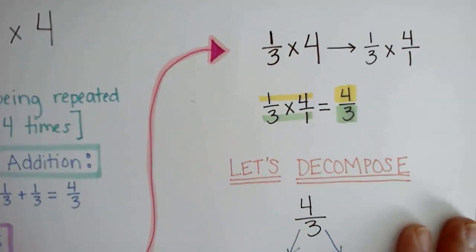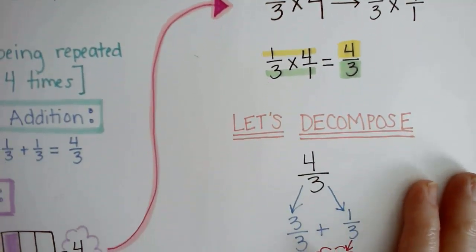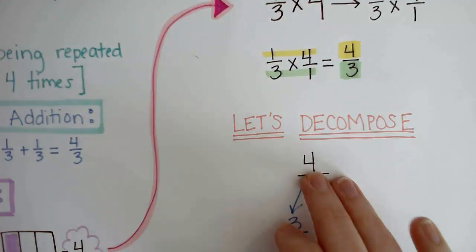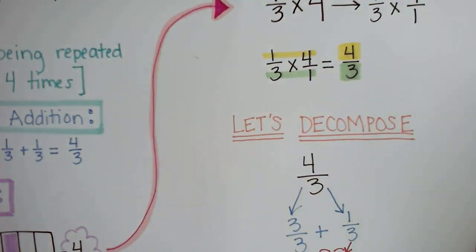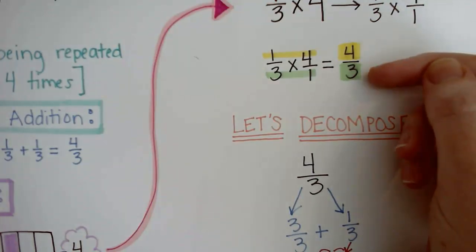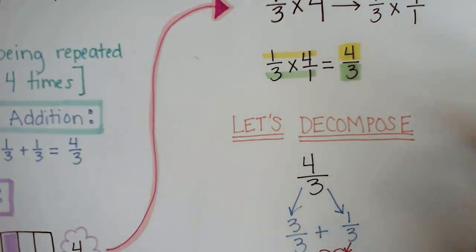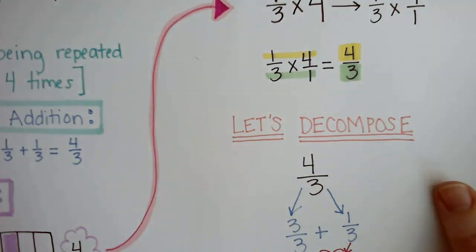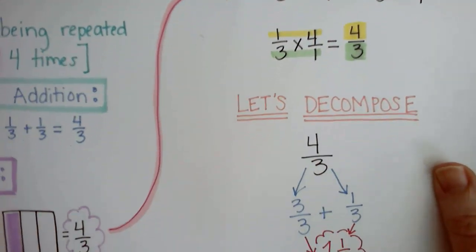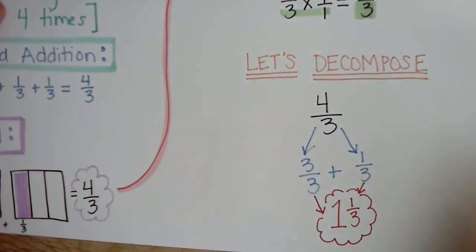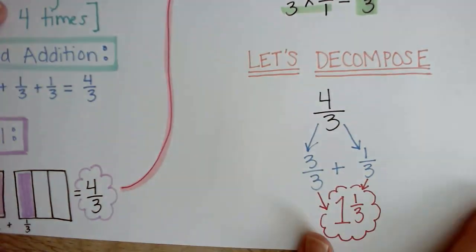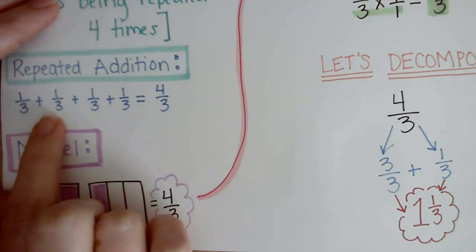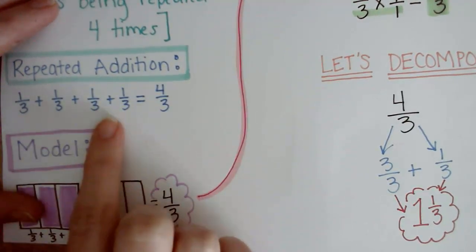Now, taking it a step further, to get a final answer, we're going to go ahead and decompose this. We see that 4/3 is an improper fraction. Our numerator is larger than our denominator, so that tells me I need to break this down into a mixed number. So if I look at my 4/3, I recognize again that I have 4 1/3 pieces, just like we looked at over here. I have my 4 1/3.